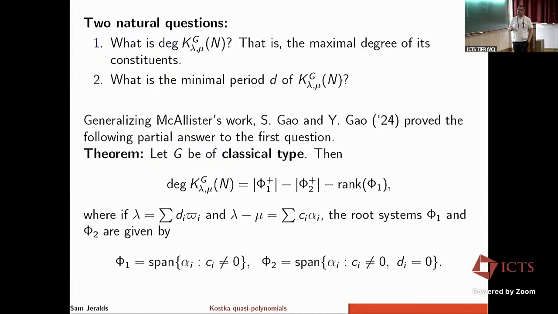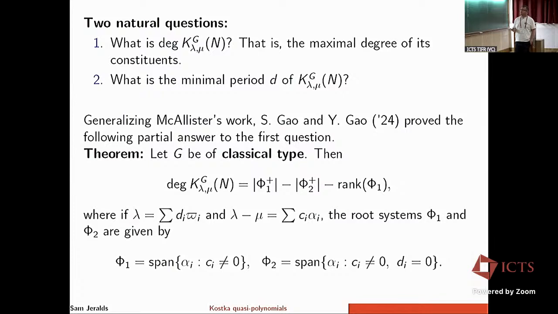So this was taken up quite recently by Xilian Gao and Yibo Gao. And in 2024, they proved the following partial answer to the first question. They say, let G be of classical type. So we want to exclude the exceptional groups. Then they have an explicit formula for the degree of these quasi-polynomials, where I have to explain a few root systems. We introduce two new subroot systems. The first is just the span of all of those simple roots alpha_i which appear in the difference. So this is like the root system that lambda minus mu is supported on.